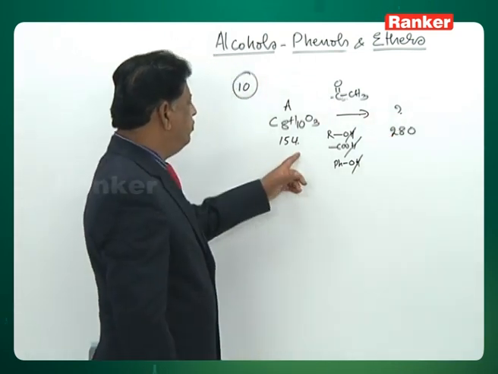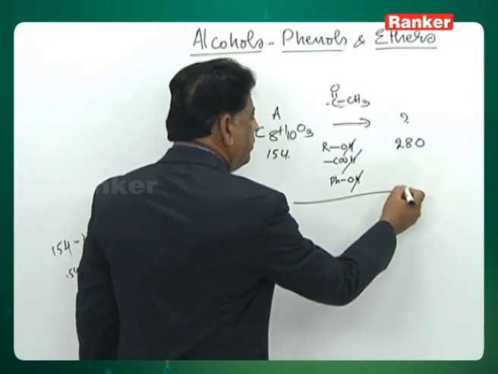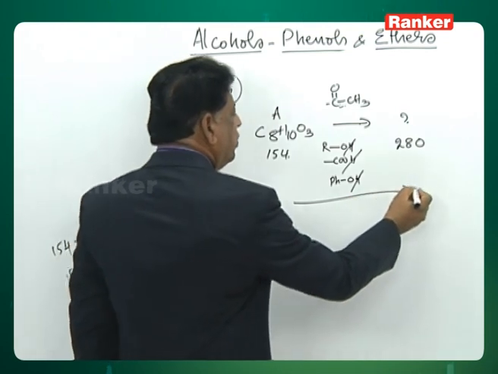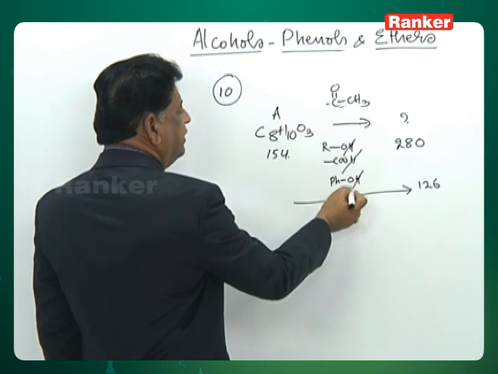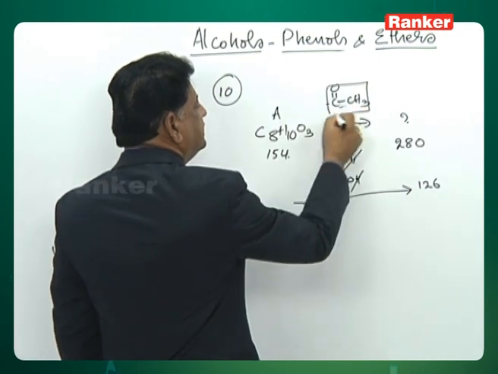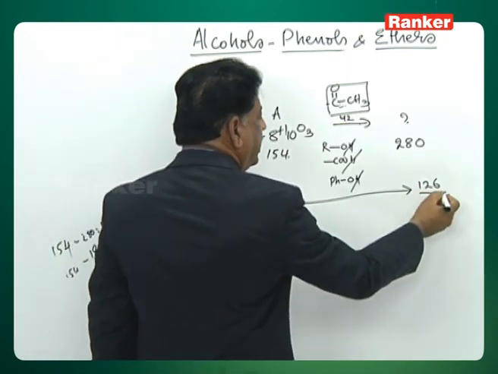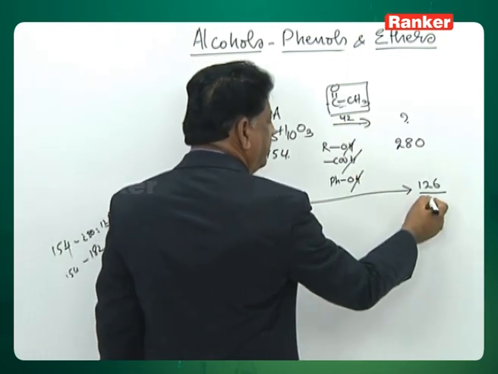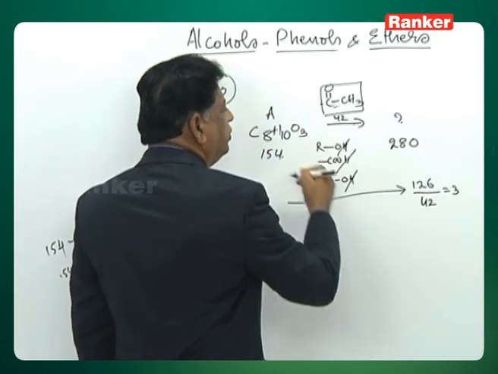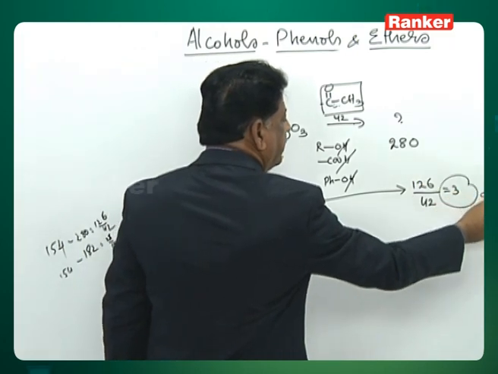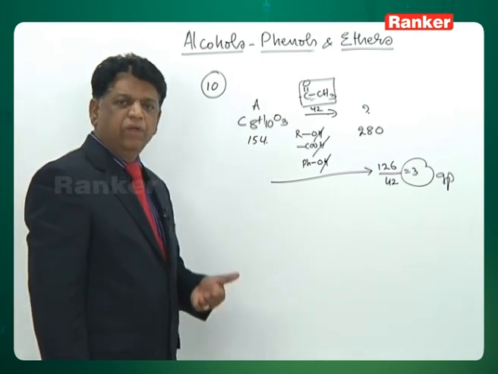That means 154 has become 280, so how much increase is done in this process? The increase is 126. The removal of H and the addition of COCH3 is a gain of 42 units. So 126 divided by 42 is 3. That means a total of 3 such groups are present. Out of these 3 groups, how many are phenolic or how many are acidic? We are going to see.